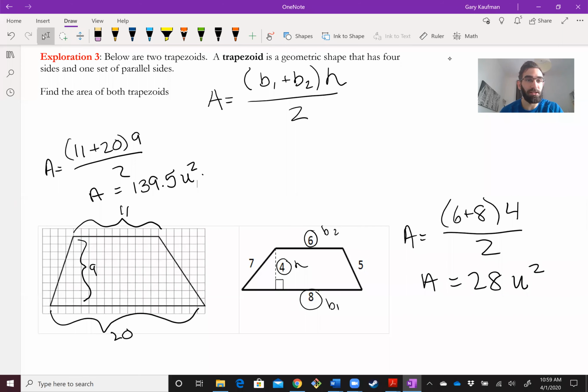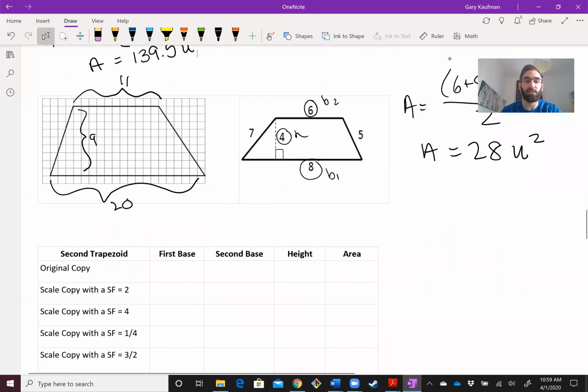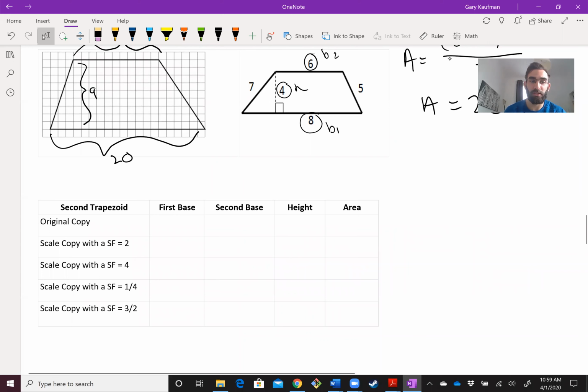Here's the answer to this one. Now, just like we've been doing, here is our original. I'm asking for the second. So my first base was 8, my second base was 6, my height was 4, and we discovered that our area was 28 units squared.